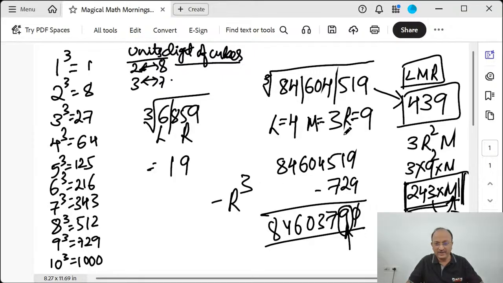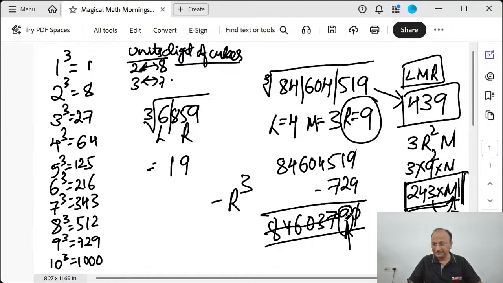That means first find out r cube. Whatever the right side digit we got, its cube is 729. You subtract from this. Once you subtract, you may get a big number. You need not do all these things. You just neglect the 0. Always it will end with 0, at least 1. And the next digit, whatever is there, that digit you remember.